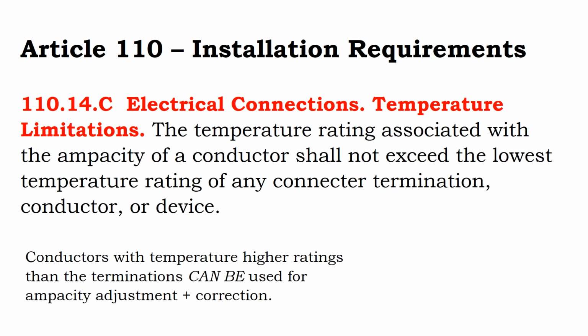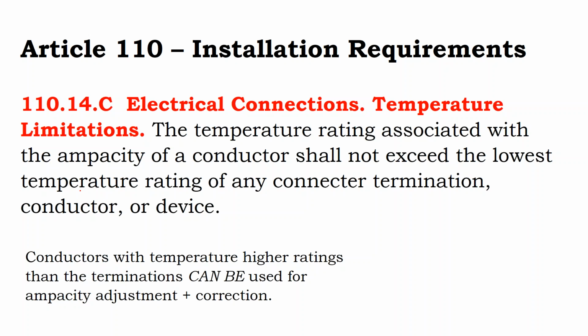but what it says is the temperature rating associated with the ampacity of the conductor shall not exceed the lowest temperature rating of any connector, termination, conductor, or device. So often, even if you're using 90C equipment, you'll do your calculations at 75C. Often with solar cable, you're upsizing the solar cable anyway. So you do your calculations at 75C, and you're not going to make a mistake.